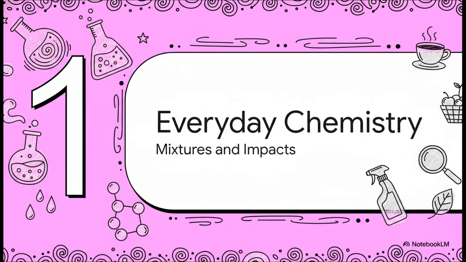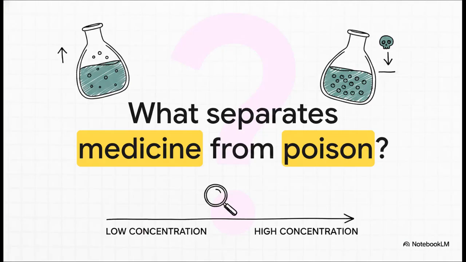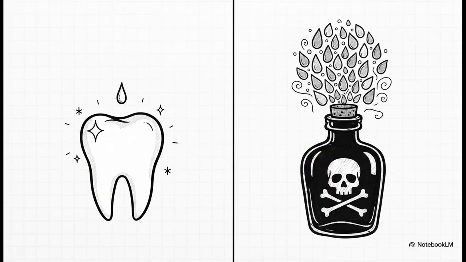Okay, kicking things off with section 1, the chemistry of everyday life, mixtures and their impacts. So what exactly separates a life-saving medicine from a deadly poison? It sounds like a dramatic question, I know, but the answer literally comes down to a single word: concentration. The exact same chemical can save you or harm you, depending purely on how much of it is dissolved in a mixture. Let's look at fluoride as an example.